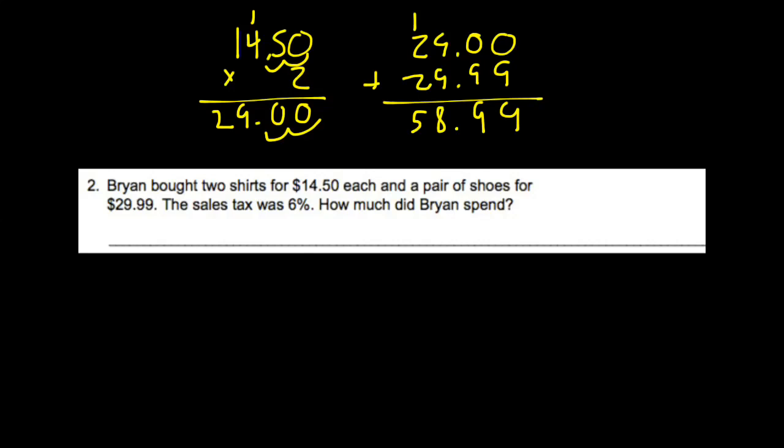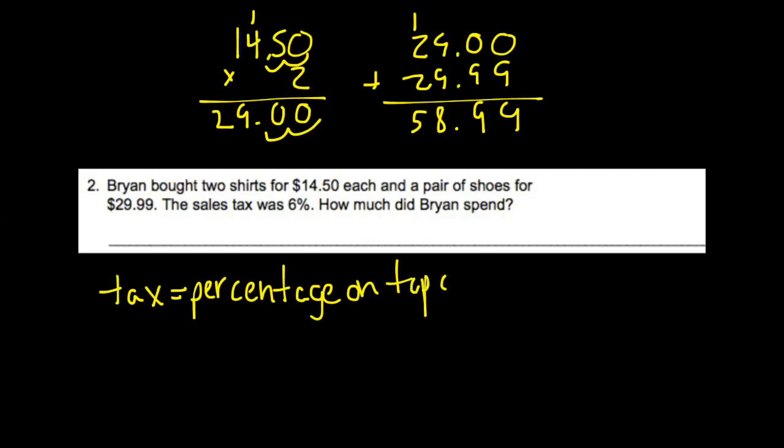The sales tax was 6%. How much did Brian spend? So sales tax, or tax, is equal to a percentage on top of the cost. So if, let's say you bought something for $100 and the sales tax was 6%, you'd actually have to spend $106 to purchase that item. Sales tax is something that goes back into the government.